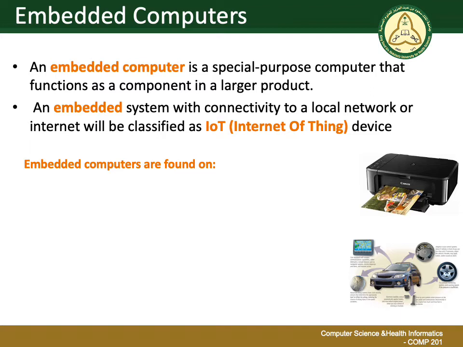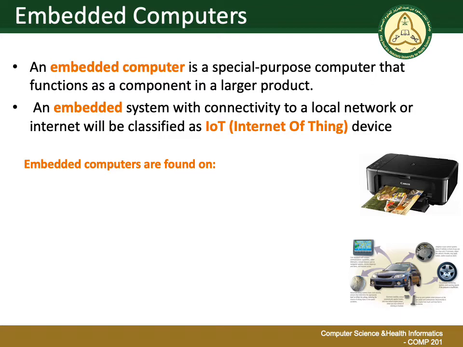But if we embed the computer inside the body of this machine, we can now program this device or program this body. We can make it follow some instructions. We can force it to do a certain task or to control certain things. So an embedded computer is a special purpose computer that functions as a component in a larger product. As we said, in a larger product we can embed it, we plant it in another body.